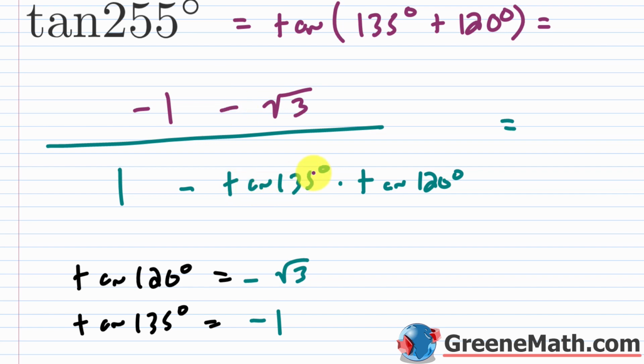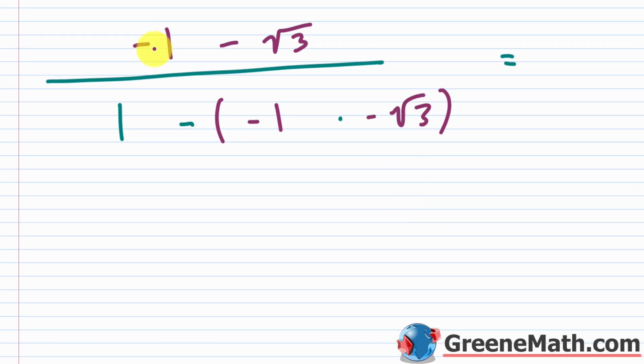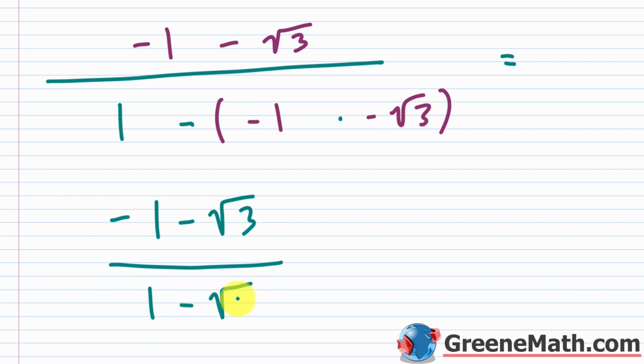So here, the tangent of 135 degrees, that's going to be, again, negative 1. Let me wrap this so we don't make a sign mistake. And then times the tangent of 120 degrees, that's going to be negative square root of 3. So first and foremost, you have negative 1 minus square root of 3. Can you do anything with that? At this point, no. So I'm just going to write negative 1 minus the square root of 3. Then this is over. You have negative 1 times negative square root of 3, which is going to be the square root of 3. So this is 1 minus the square root of 3.